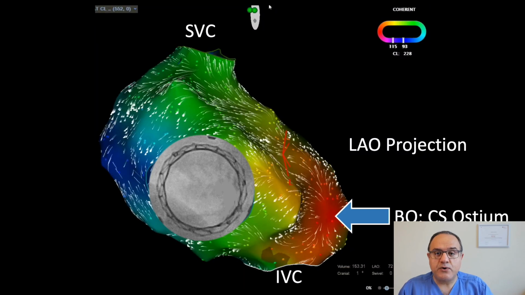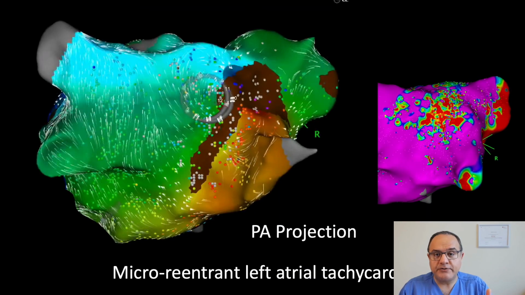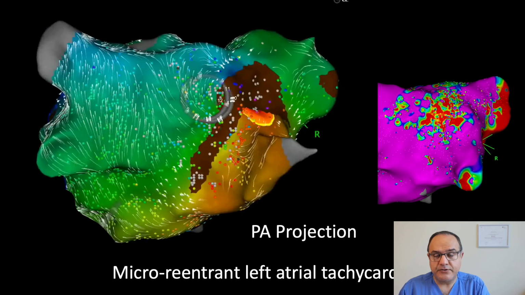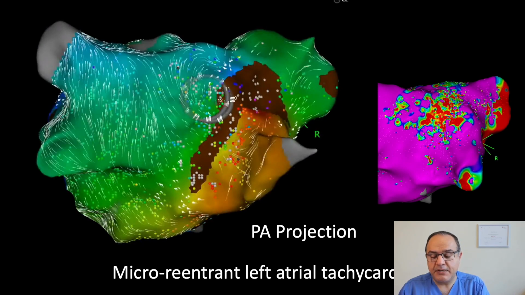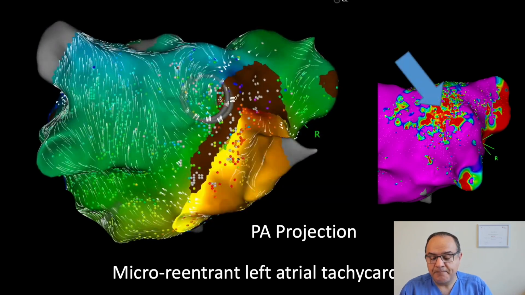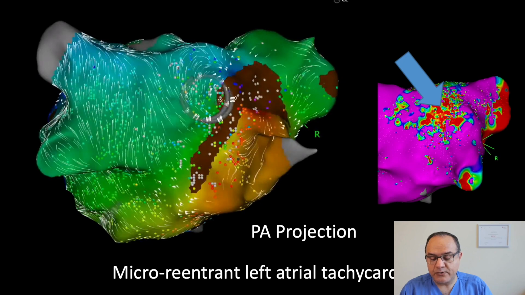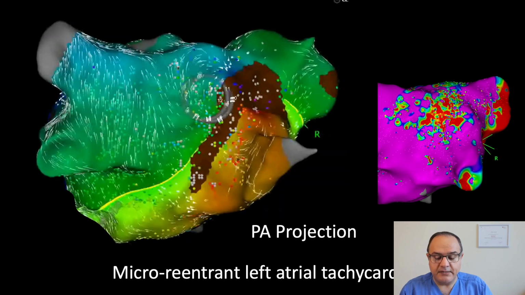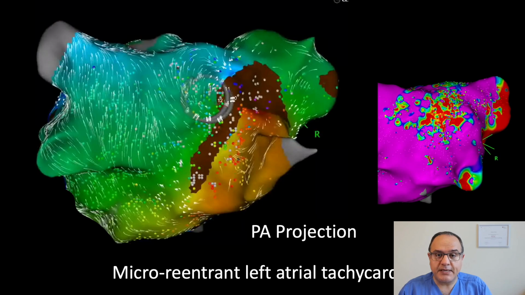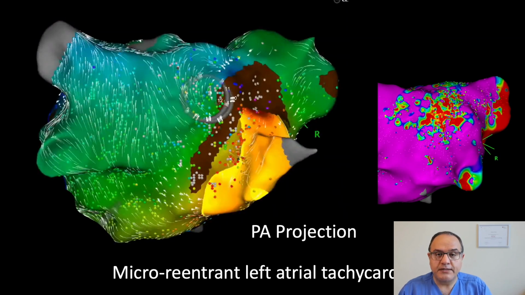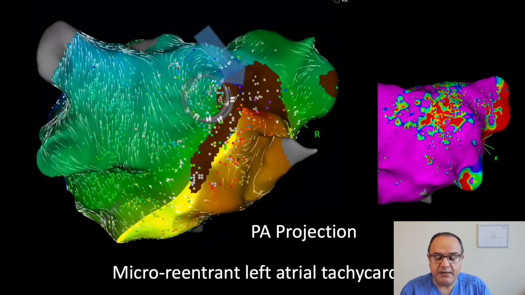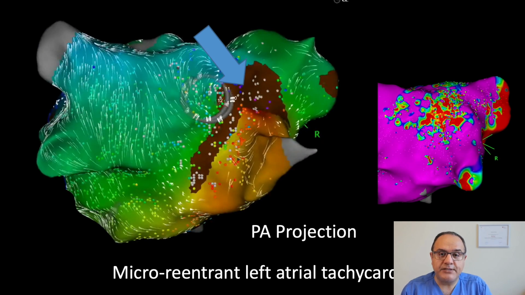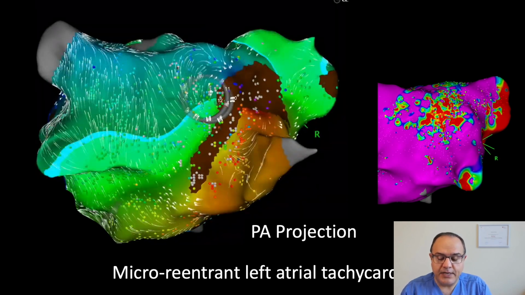Now we go to the next map, which shows the high resolution mapping on the right side, the substrate mapping, which showed the scar area on the posterior wall close to the right superior. On the left side, we see the propagation mapping and also the coherent mapping, which shows a micro reentrant atrial tachycardia at the location of the scar.